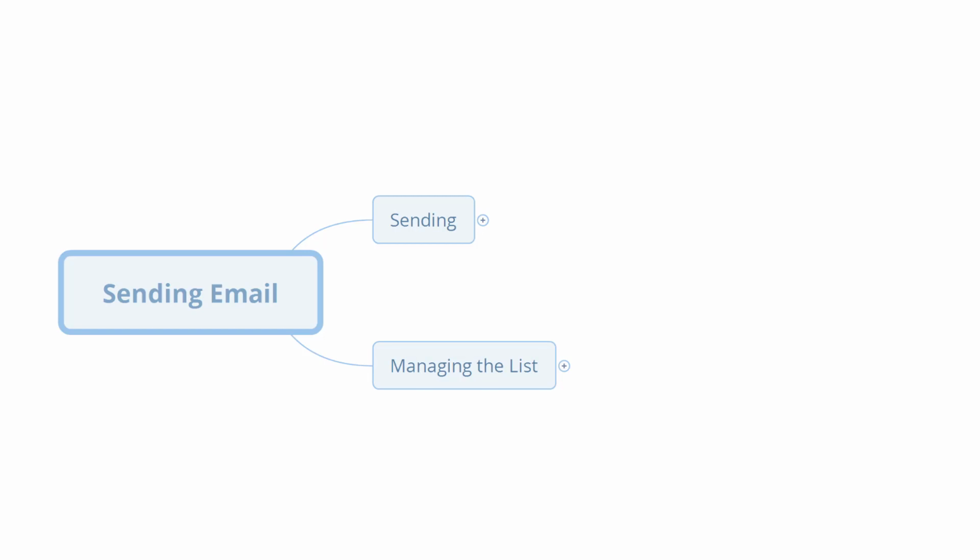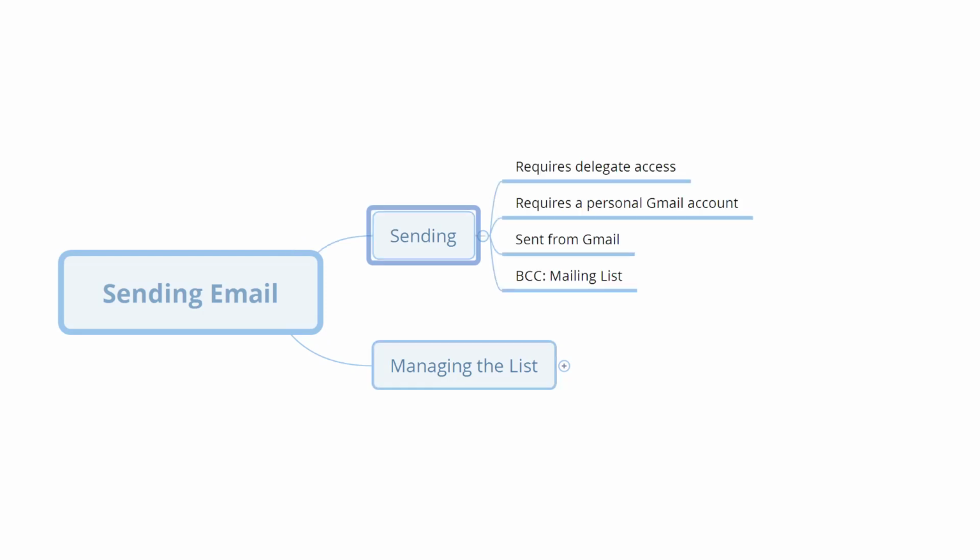Hi there, today we're going to talk about how to send email and manage the mailing list for the Leigh Parent Advisory Council. As a little overview, for sending email, it requires delegate access, and you'll need to have a personal Gmail account, and whoever is the admin of the LPAC info account can delegate access, so you can send email on behalf of the LPAC info account.